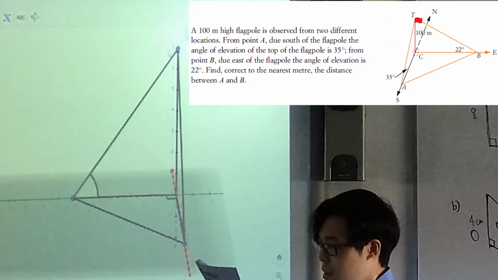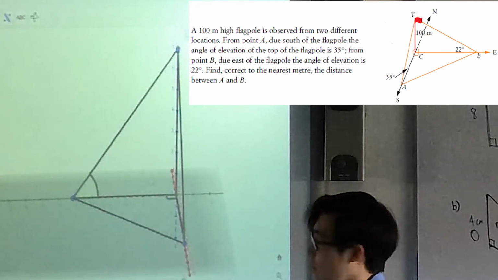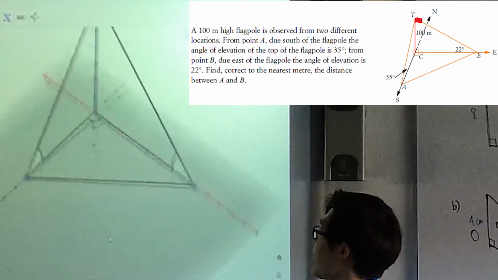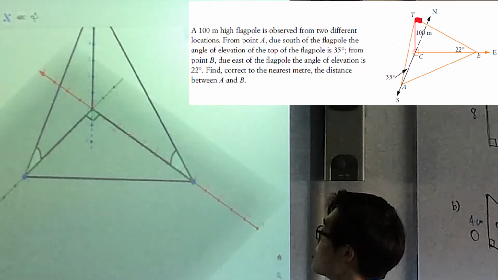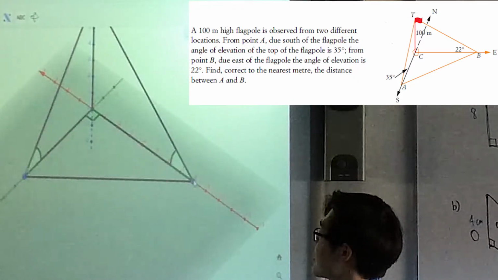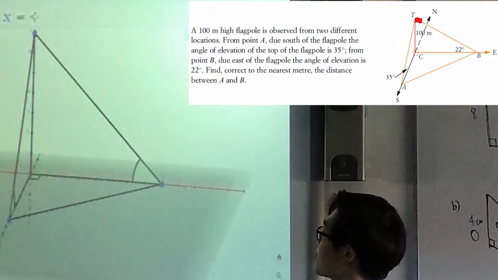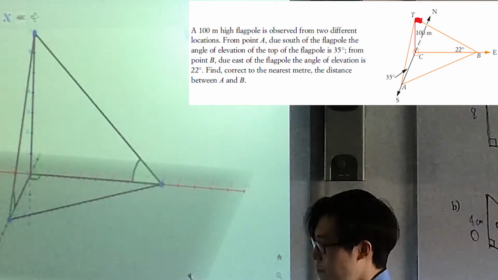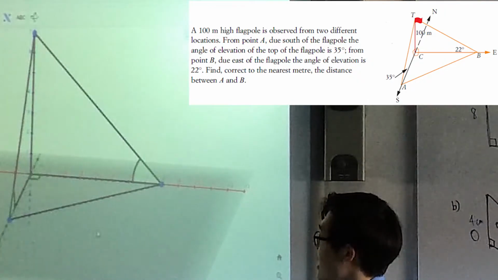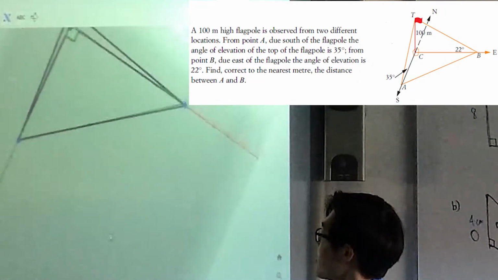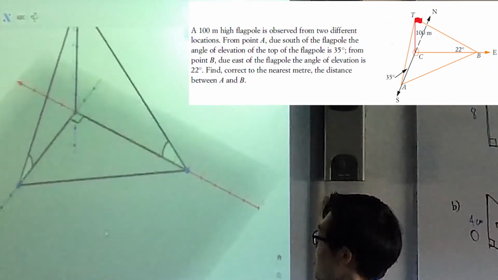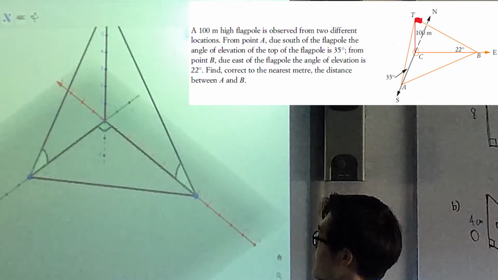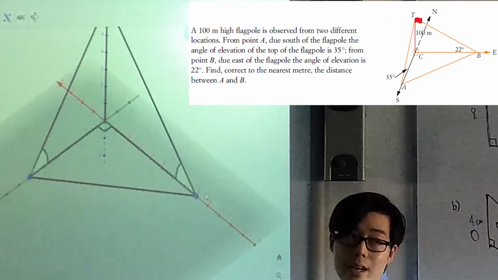Now, second sentence, from point B, which is due east of the flagpole. So let's look at it from the top again. Can you see this is the flagpole and due east of the flagpole, that's right here? What they're saying is from that point, if you look up to the flagpole, it is 22 degrees. Do you see the difference? Now, find, correct to the nearest meter, the distance between A and B. What they're asking is to find the distance between those 2 points where the observers are.